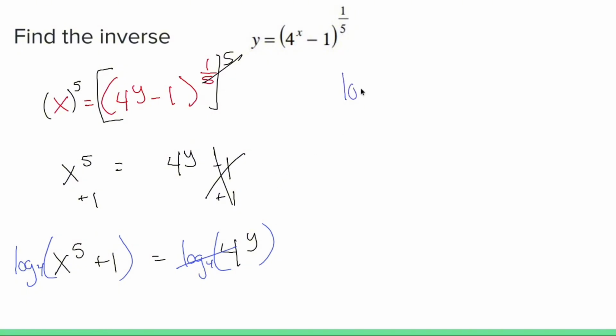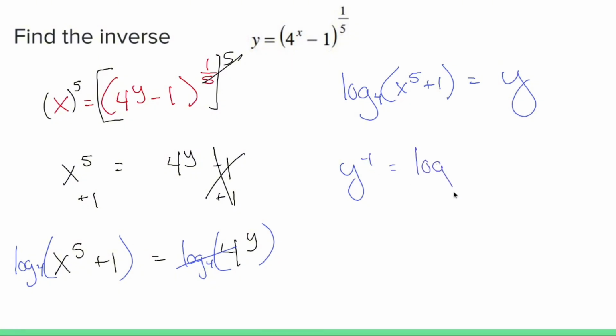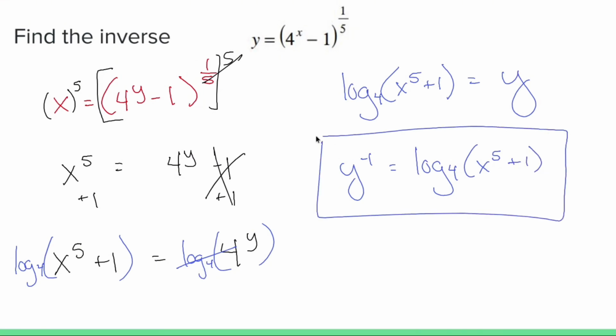So you become log base 4 of x to the 5th plus 1 equals y. Switch, flip-flop: y inverse is now equal to log base 4 of x to the 5th plus 1. That's going to be our guy. Strange problem, but we did it.